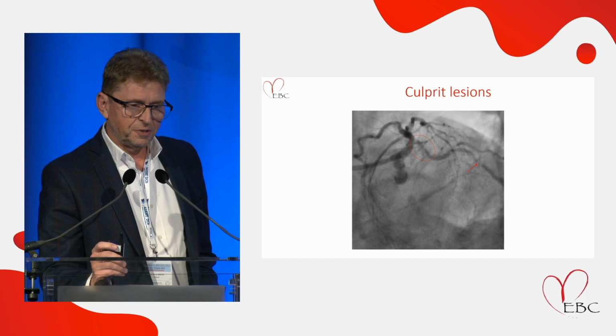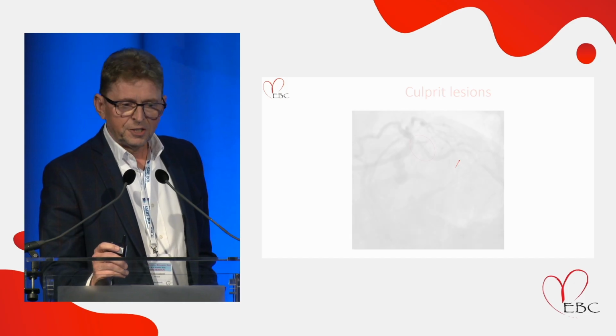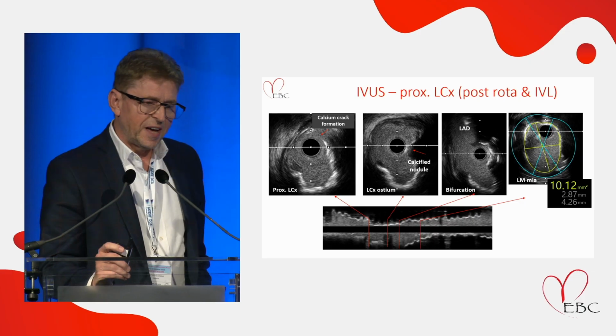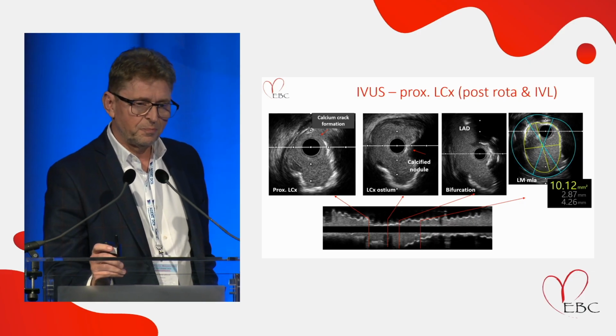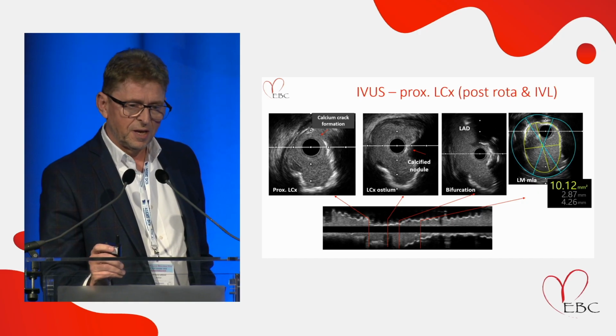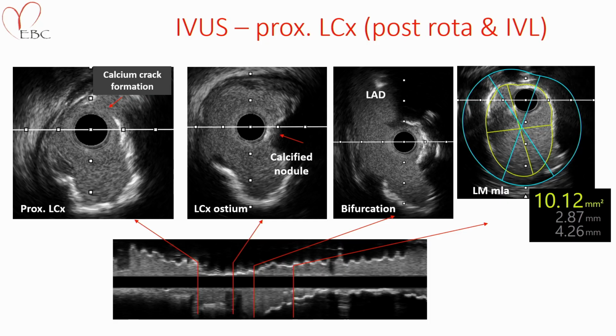Right coronary artery is totally occluded. So we spent a lot of time on preparation, rota, IVL, lots of calcium. You see the images, IVUS images. And by the way, you see also on the right-hand side that the left main is not significantly stenosed.